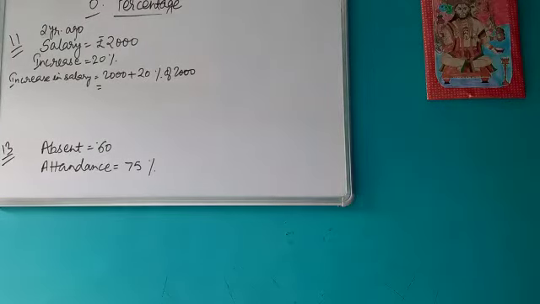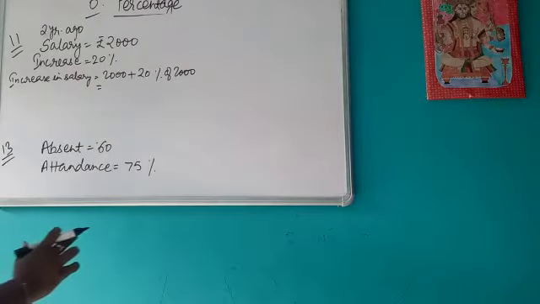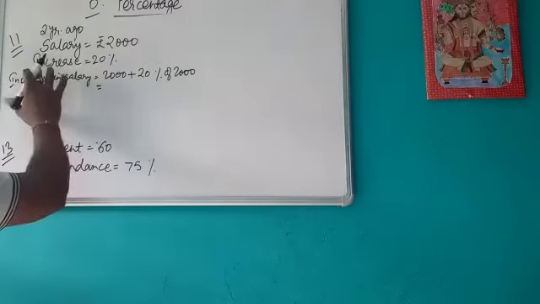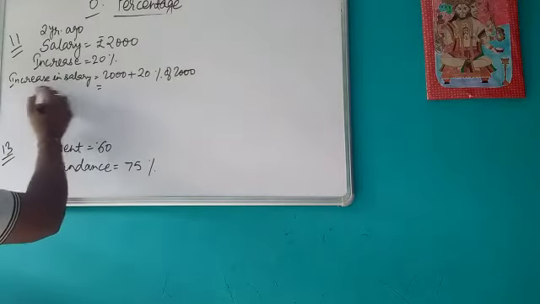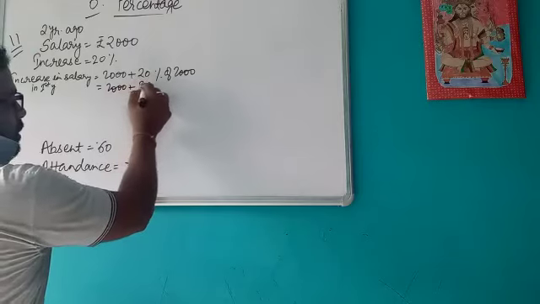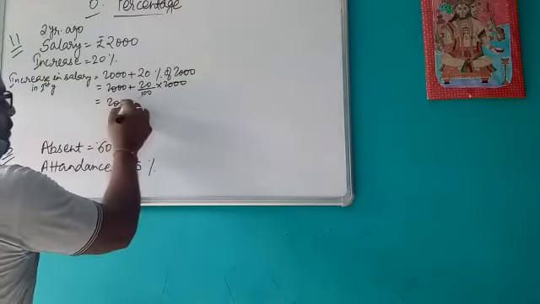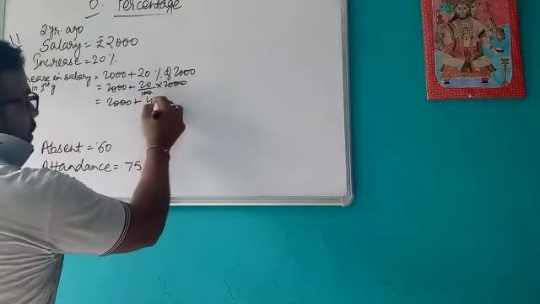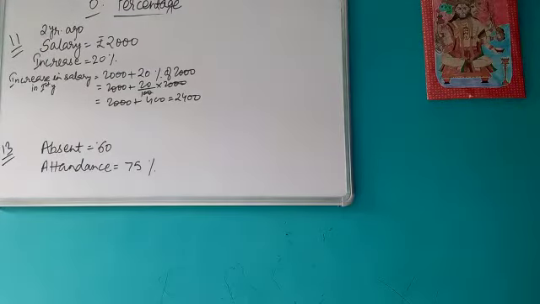Okay, suppose it is given that the salary is 2000, that is 2 years ago, and Sita's salary is increasing 20% per year. So we have to find the present salary. First we will calculate the increase in salary in the first year. So it is 2000 plus 20%, which is the increase of the salary. That means it will give you 2000 plus 400, that is 2400. So this will be its salary after the first year.